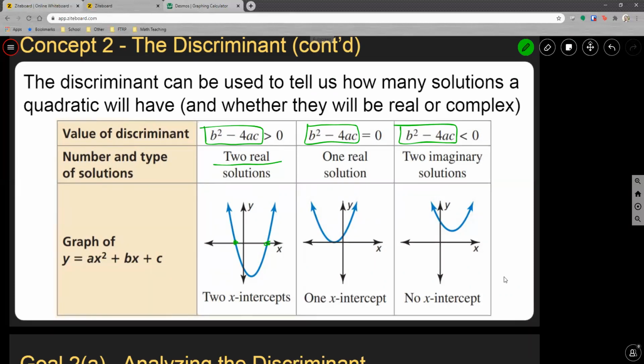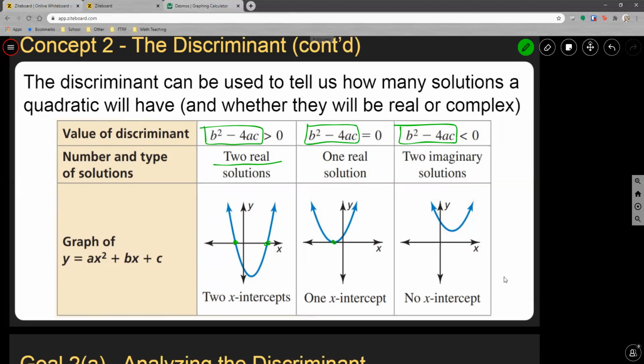If I take b squared minus 4ac and get 0, then the square root of 0 is just going to be 0, so that plus or minus portion in the quadratic formula won't do anything. I'm only going to have that singular real solution.